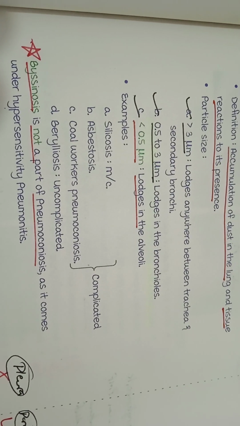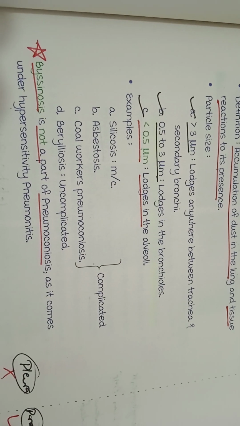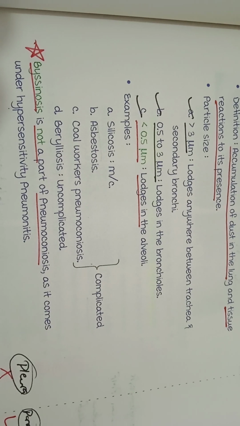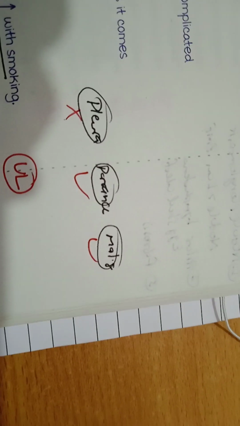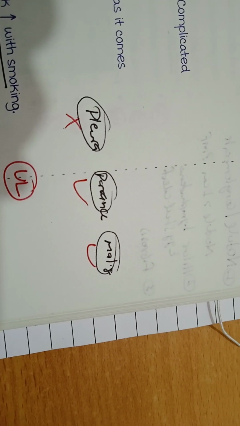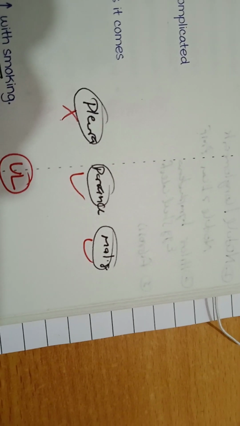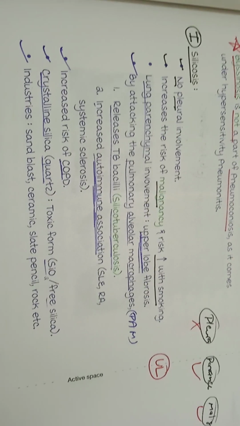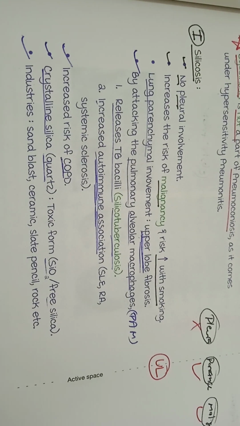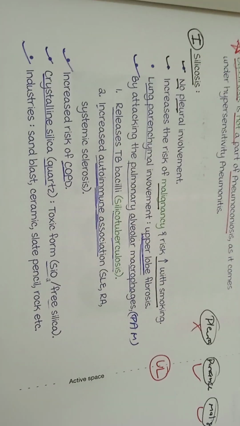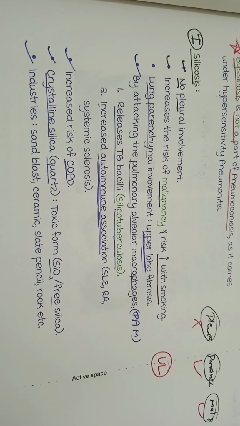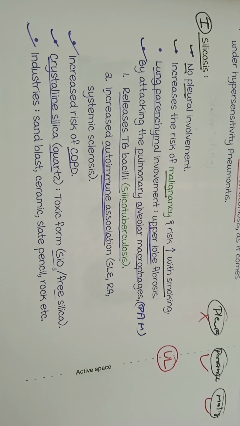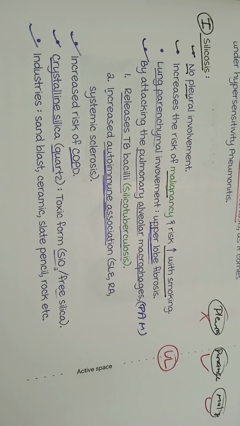Let's see these four diseases, silicosis, asbestosis, coal worker pneumoconiosis, and berylliosis, one by one. We will see whether the pleura is involved, whether the parenchyma is involved, and whether malignant potential is present or not. So let's see first silicosis. In silicosis, there is no pleura involvement, there is parenchymal involvement, and malignancy is present. And malignancy is increased in smoking. Lung parenchyma involvement is in the upper lobe and fibrosis occurs.